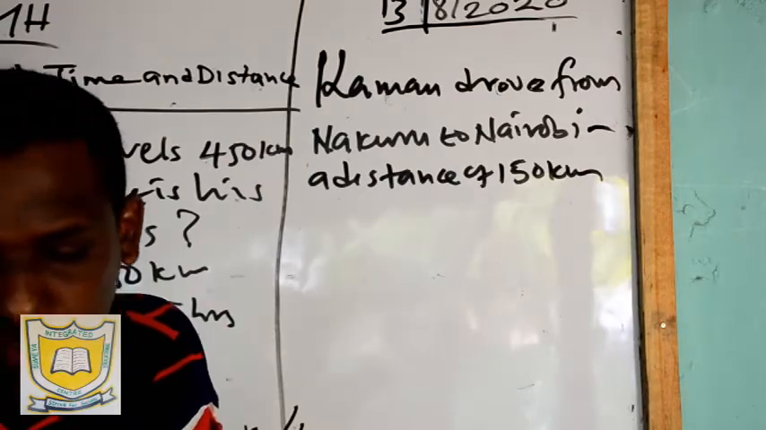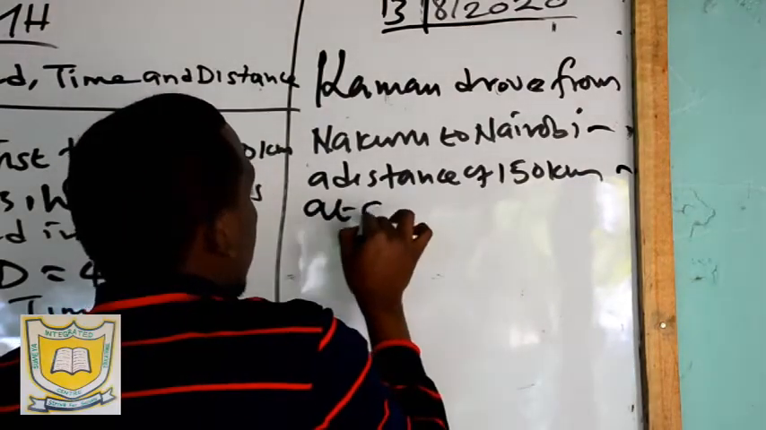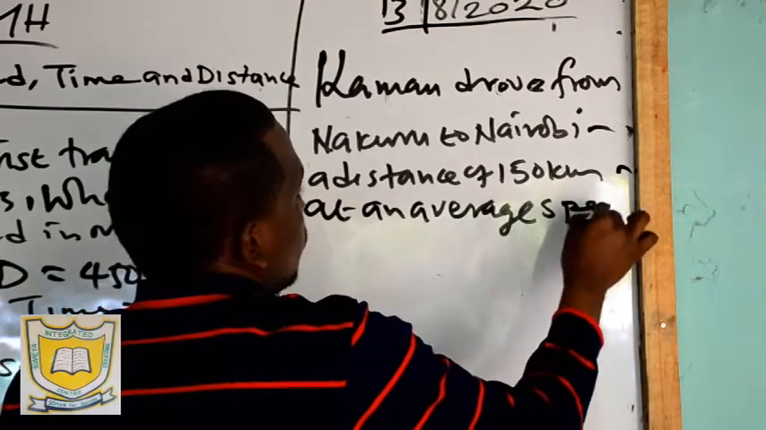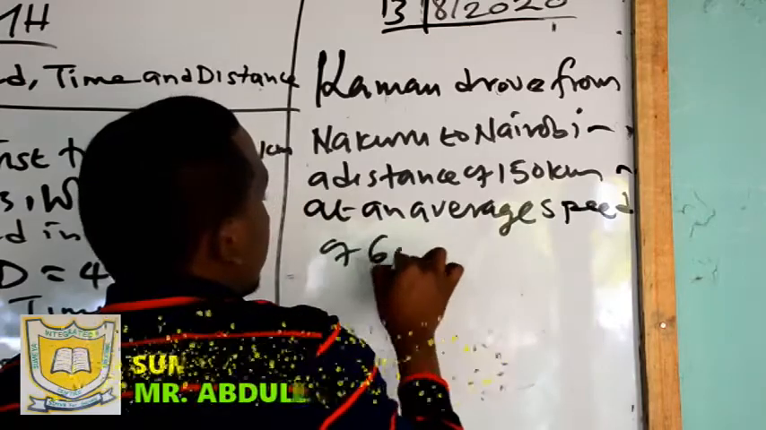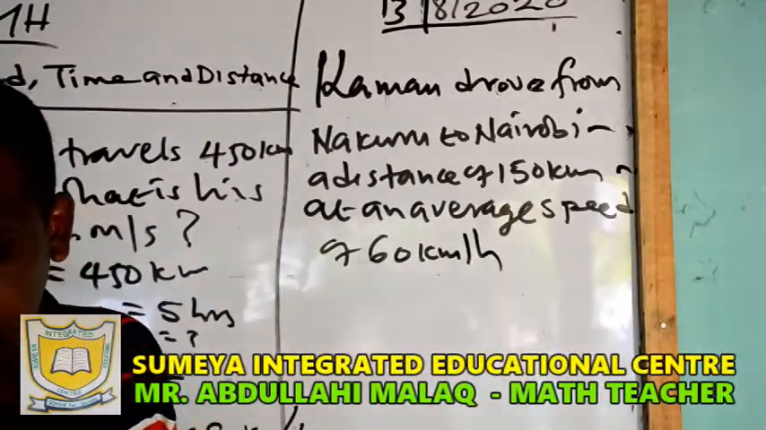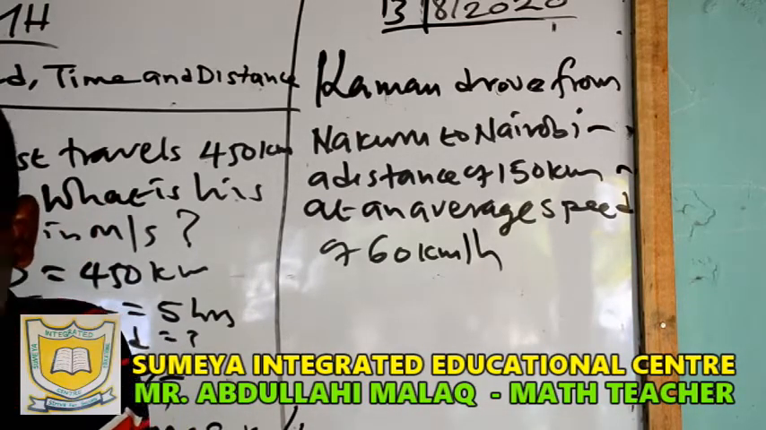At an average speed of 60 kilometers per hour. Then the question is asking, how long does his journey take?